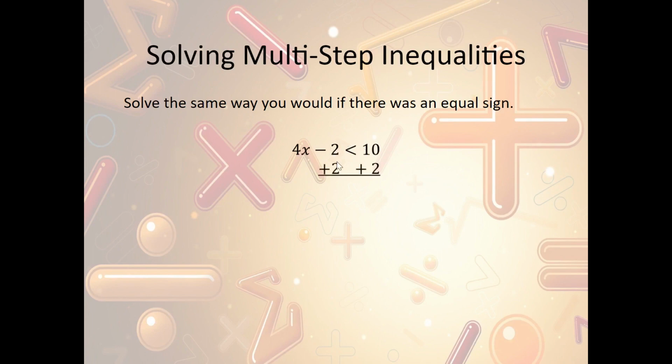So we'll start by adding 2 to both sides, and we get 4x is less than 10 plus 2 is 12. Then we get rid of this 4. The 4 is multiplying by x, so we're going to undo that by dividing. So 4 divided by 4 is 1, which is just 1x, which is what we want, so just x. And 12 divided by 4 is 3, so we get x is less than 3. So all we did was keep the symbol and treat it like an equal sign.